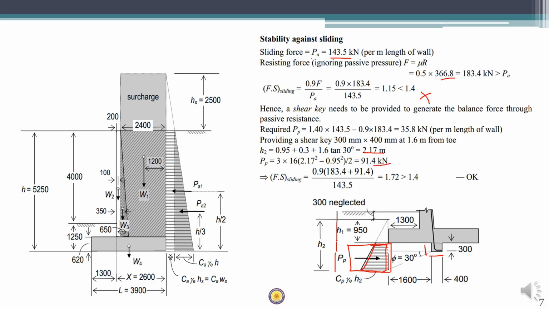This PP will provide an additional force to the resisting force F. So the total resisting force now is F plus PP. Now if you calculate the factor of safety against sliding, we get 0.9 into F plus PP, whole divided by PA, and that is equal to 1.72. This 1.72 is greater than 1.4, hence the sliding check is satisfied here also.